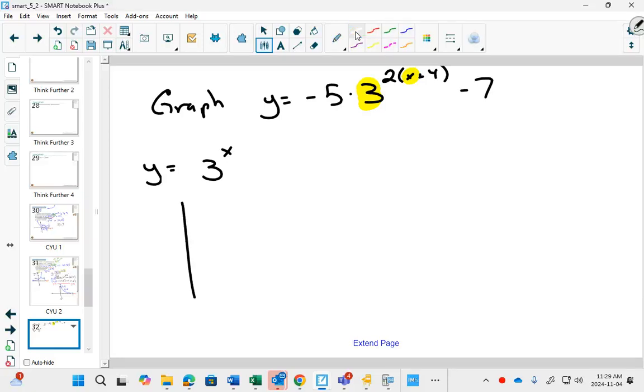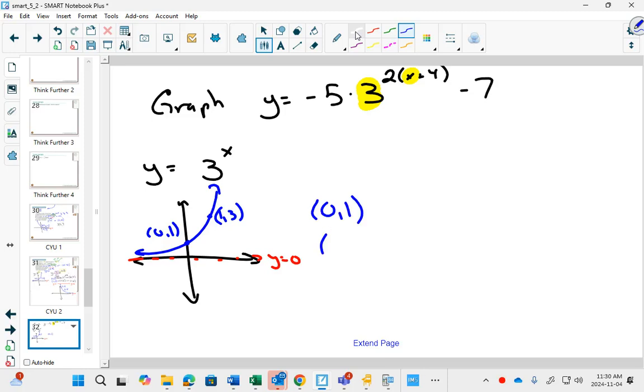So quickly, think about 3 to the x. 3 to the x looks like this. It's increasing. It's going to have 0, 1. It's going to have 1, 3. It's going to have an asymptote at y equals 0. So we need to see what happens to these points, 0, 1, 1, 3, and what's going to happen to our asymptote at y equals 0.